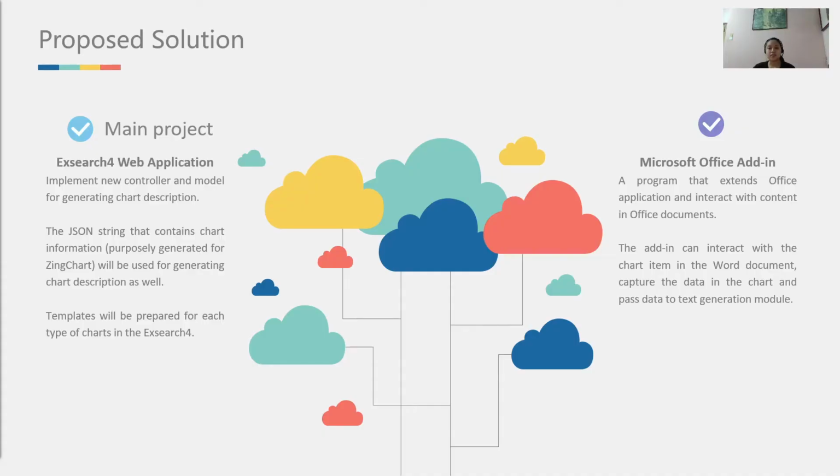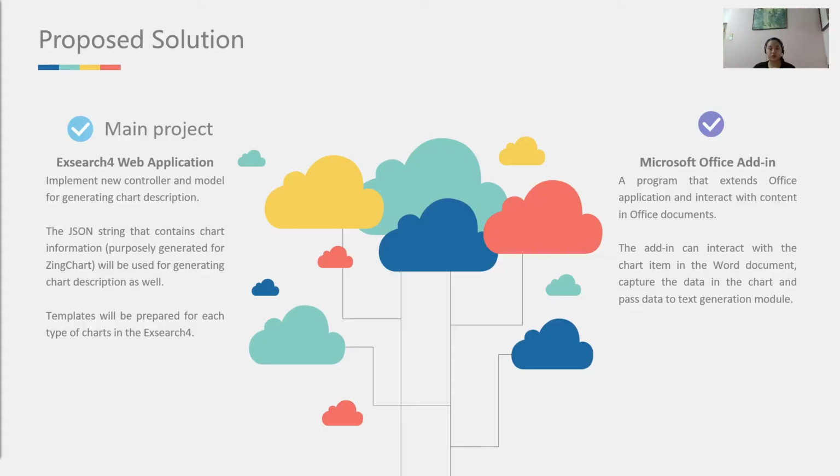Expert Search is an existing application developed by Lai Yinghui, a senior graduate from USM School of Computer Science. In Expert Search, I will implement a text generation module to extract the data from the Jing chart configurations. It is a JSON string that contains chart information like chart type, axis, label, series data, and so on.